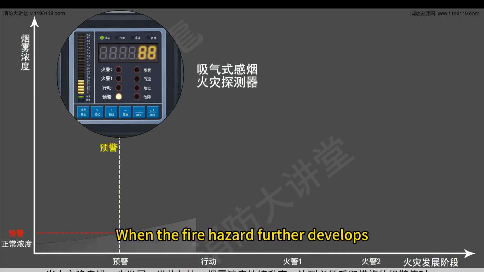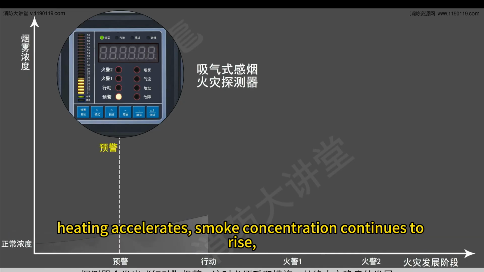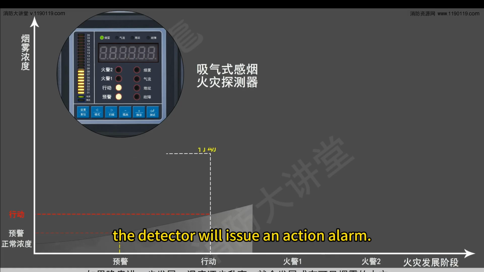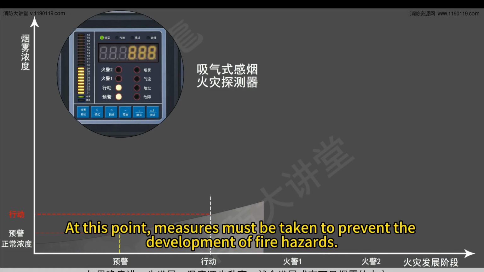When the fire hazard further develops, heating accelerates, and smoke concentration continues to rise, reaching the alarm value where measures must be taken. The detector will issue an action alarm. At this point, measures must be taken to prevent the development of fire hazards.